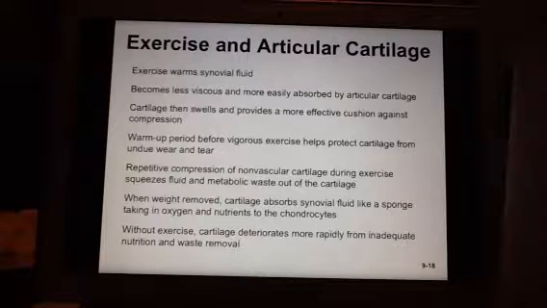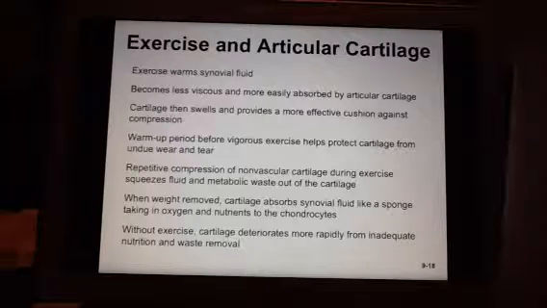The book talks a little bit about exercise and articular cartilage, the benefits of exercise. Exercise warms the synovial fluid, so it is less viscous and more easily absorbed by the articular cartilage. And so when the cartilage swells, it makes a better cushion against compression. So if we have a warm-up time before exercise, it helps protect the cartilage from wear and tear.